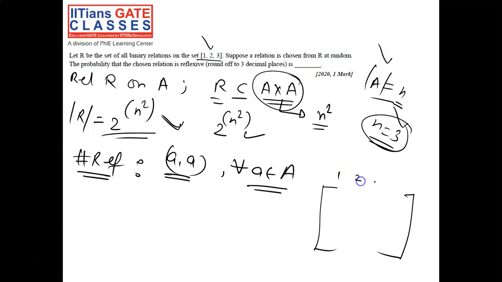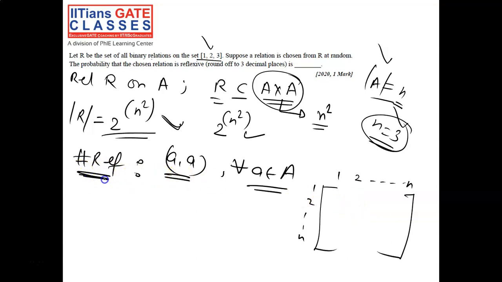Let's assume this set A has n elements, so the rows and columns are 1, 2 and so on up to n. Now how do we represent a relation in matrix format? We put 1 in the cell (1, 1) if they are related. In the cell (2, 3) we put a 1 if 2 is related to 3, and so on. This is how we represent a relation in matrix format.